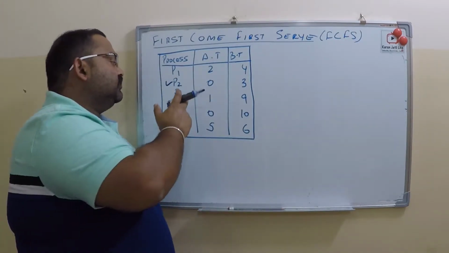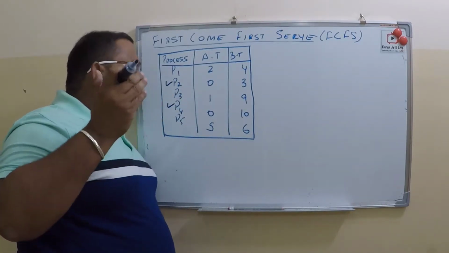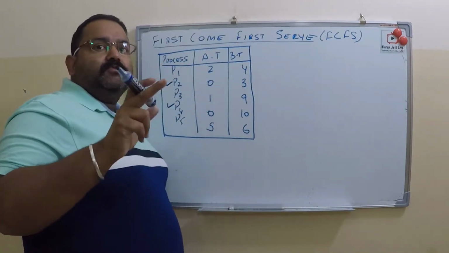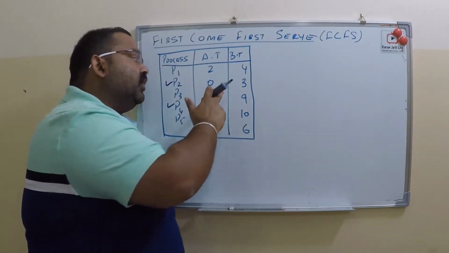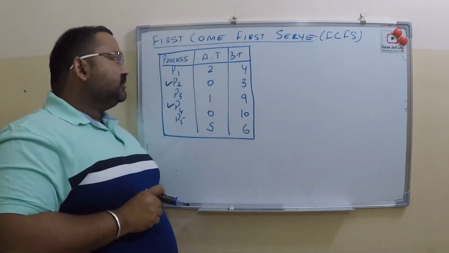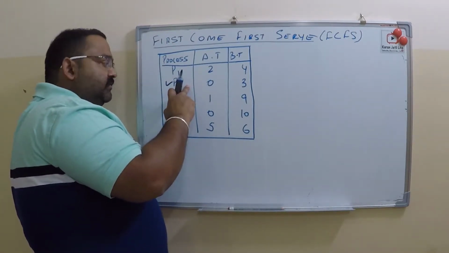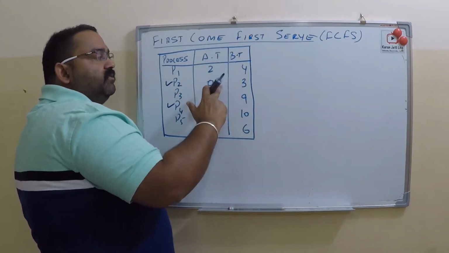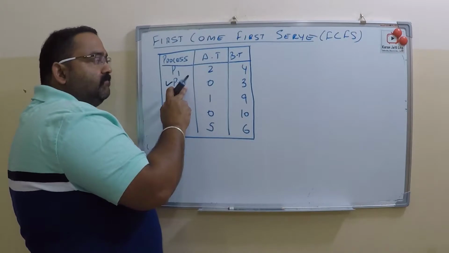Which process out of P2 and P4 will the CPU pick to execute? It will pick the process which was created first, no matter at what time they arrive. Which process was created first? P2. As the name indicates, P2 was created first and P4 was created later, but both arrived at the CPU at the same time, that is time 0. So it will start with P2.